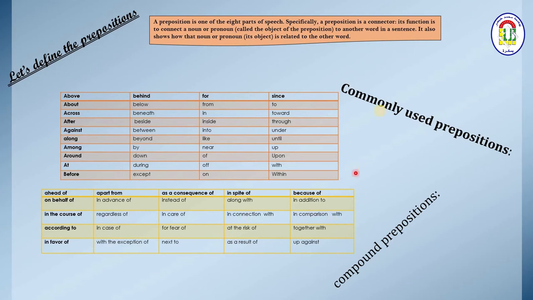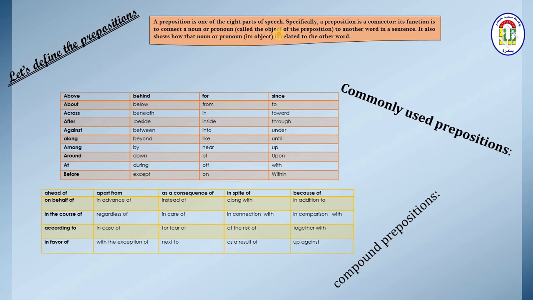Why? Because it functions normally as a linker between a noun and a pronoun. It connects a noun and a pronoun, and we call this noun or pronoun the object of the preposition, to another word in a sentence, for example, the subject. So it is a part of speech, and its function can be a connector.